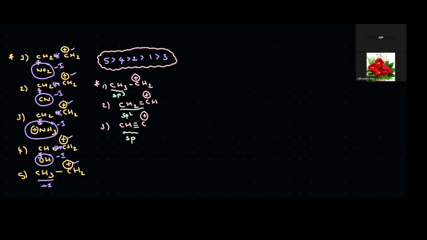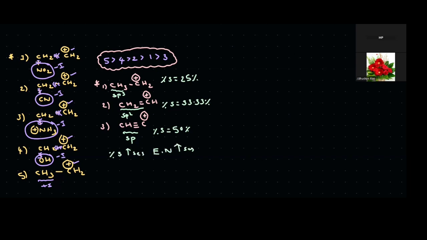Now it depends on the percentage of s character. In the sp case, the percentage of s is 50 percent. Now in the second case, the percentage of s character, totally 3, so 1 by 3, which is nearly 33.33 percent. In the first case it is 1 by 4, 25 percent. So if the percentage of s character increases, the electronegativity increases more.